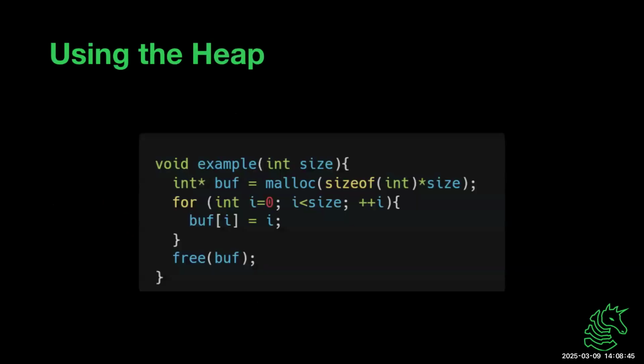As an example of using the heap, you'll see a call to malloc, passing in the size that you want to allocate on the heap, and you'll get a pointer to that region of memory, which you can manipulate the same way you would normally. And then at the end, you have to free that buffer, otherwise you'll get a memory leak, and 341 core staff will be really mad.